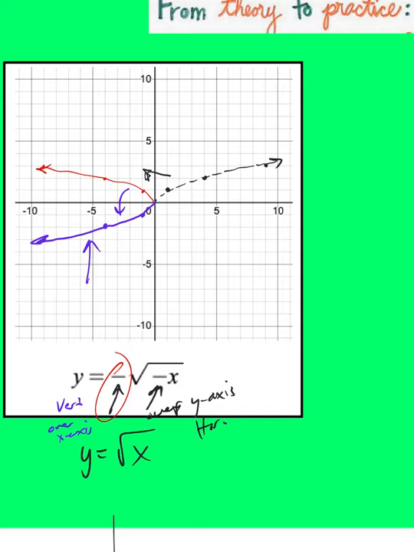A reflection and a reflection actually ends up being a rotation. We've basically rotated this graph around, one way or the other, 180 degrees. But a reflection and a reflection here occurs because of the negative that we have with the x and the negative that we have out front of the whole term.